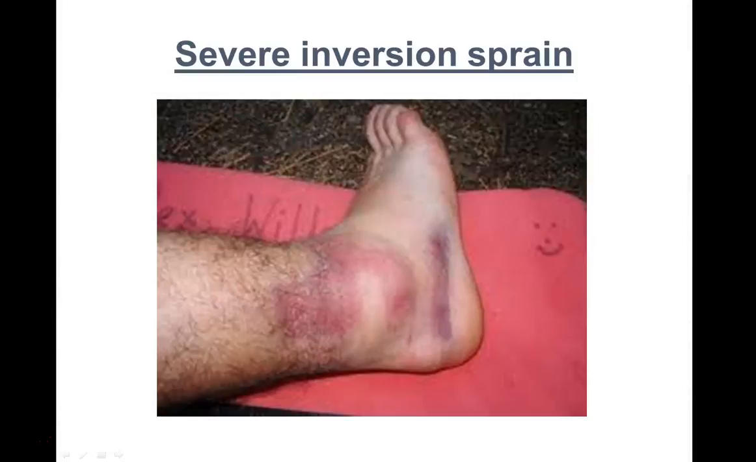Here's a picture of what a severe inversion sprain is going to look like. You can see all the bruising, you can see a lot of swelling. That's a pretty nasty sprain. And you can definitely tell that just by all of the coloring that you see and the excess fluid, especially around the malleoli area.